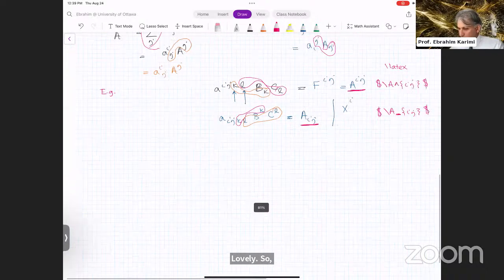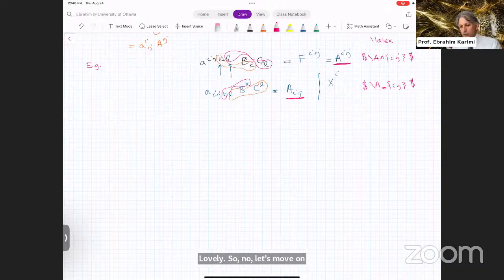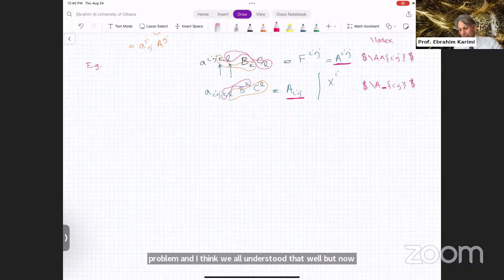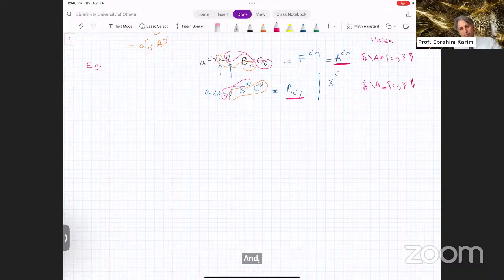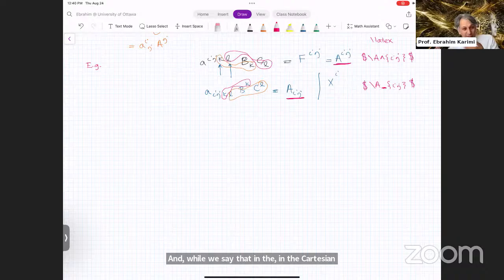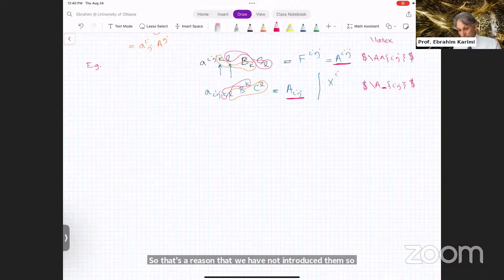Lovely. So now let's move on. So far so good. We have absolutely no problem, and I think we all understood that. But now there is a difference in the physical meaning of, let's say, vector R and also the gradient, and then we distinguish them in terms of the covariant formalism and the contravariant formalism. We say that in the Cartesian coordinate, these two are the same. That's the reason that we have not introduced them so far, but we will see later on that they are different in different coordinates.